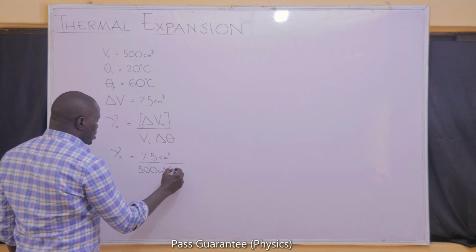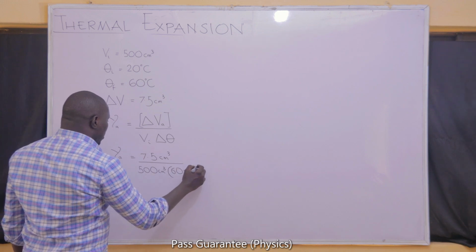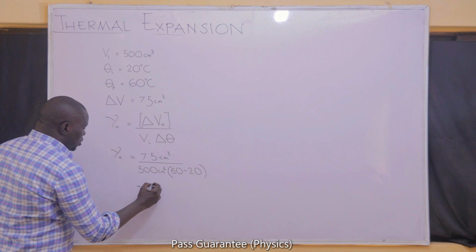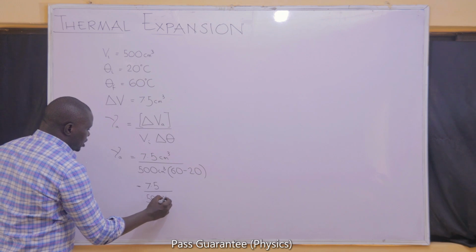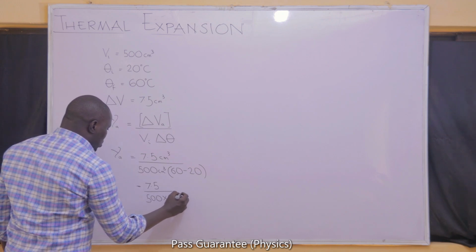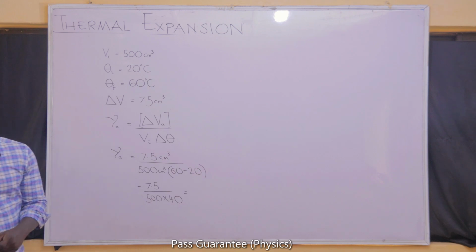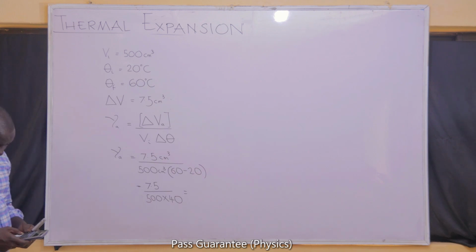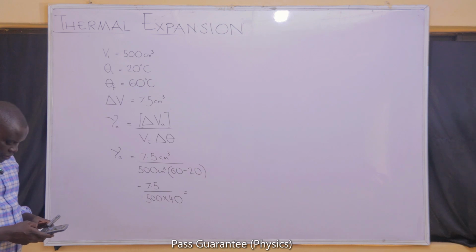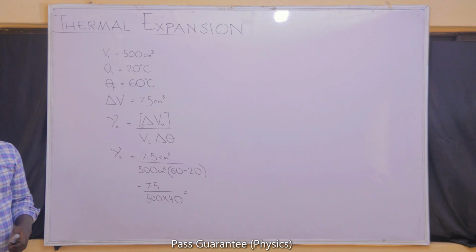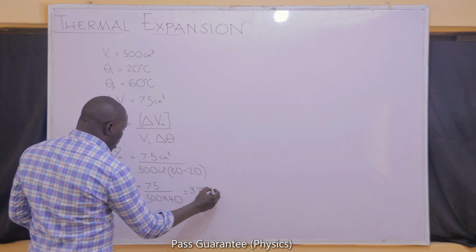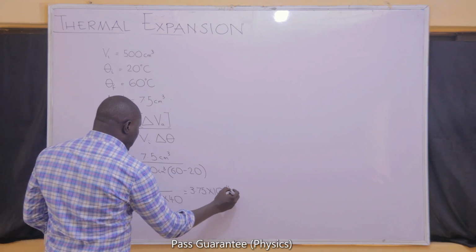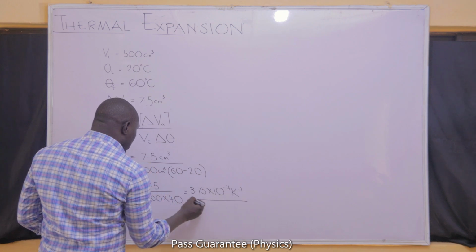The change in temperature will be 60 minus 20. If we do that, we are going to have 7.5 all over 500 multiplied by the difference between 60 and 20, which is 40. So we have 7.5 divided by 500 divided by 40, which gives 3.75 times 10 raised to the power minus 4. The answer is 3.75 times 10 raised to the power minus 4. That is all about that. That should be as direct as possible.